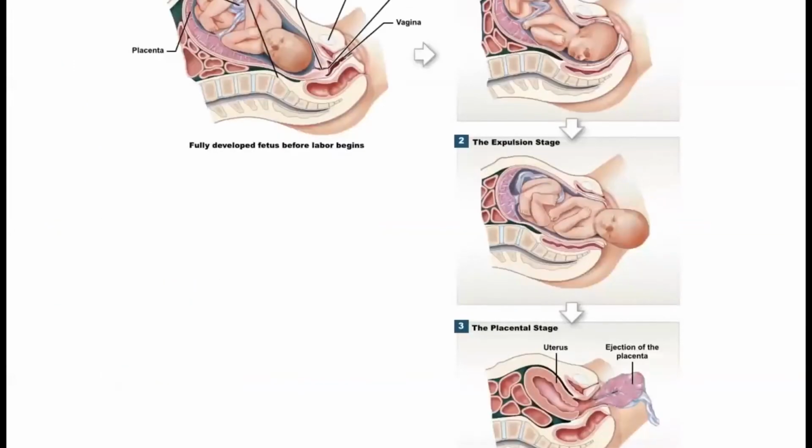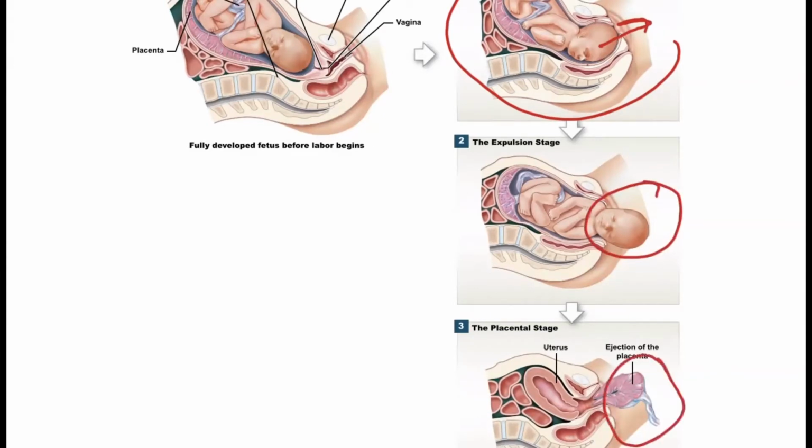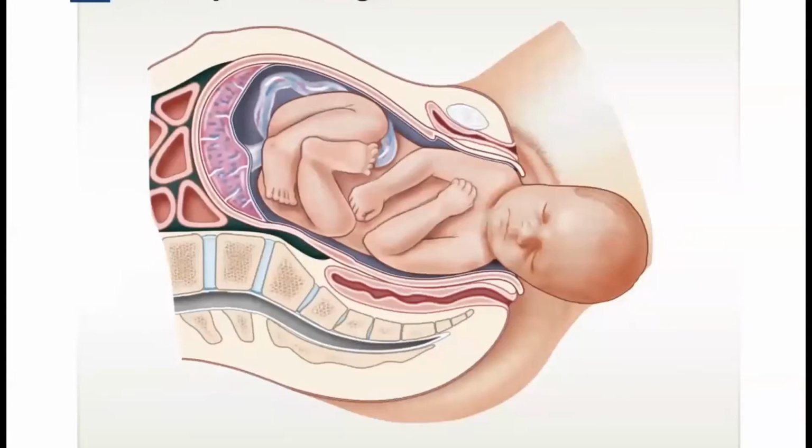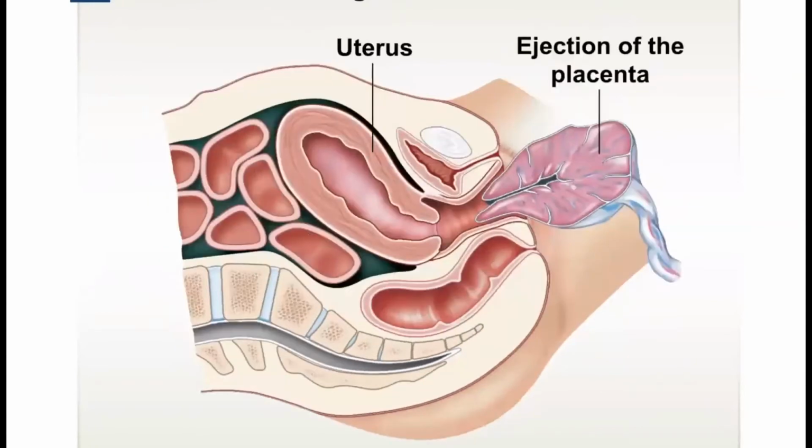Okay. So this is the dilation stage. See the baby pushing on the cervical area of the uterus. It starts to open up, and that's dilation. In the expulsion stage, the head crowns and the baby starts to come out. And then after the baby's born, you get ejection of the placenta. Those are the 3 stages of labor and delivery. Here's an exaggerated view of it. Again, you can see stage 1, dilation, and stage 2, expulsion. You can see the cervix is completely open here for the birth canal. And then you have the placental stage where the placenta is ejected after birth.